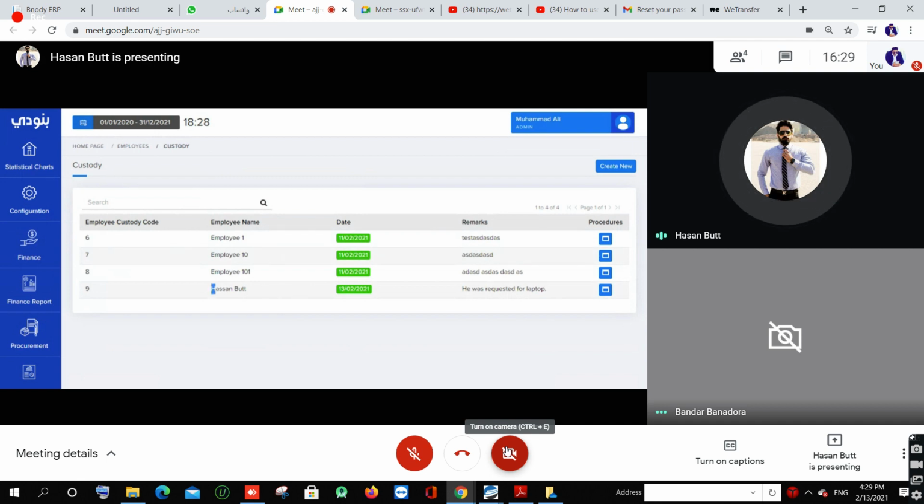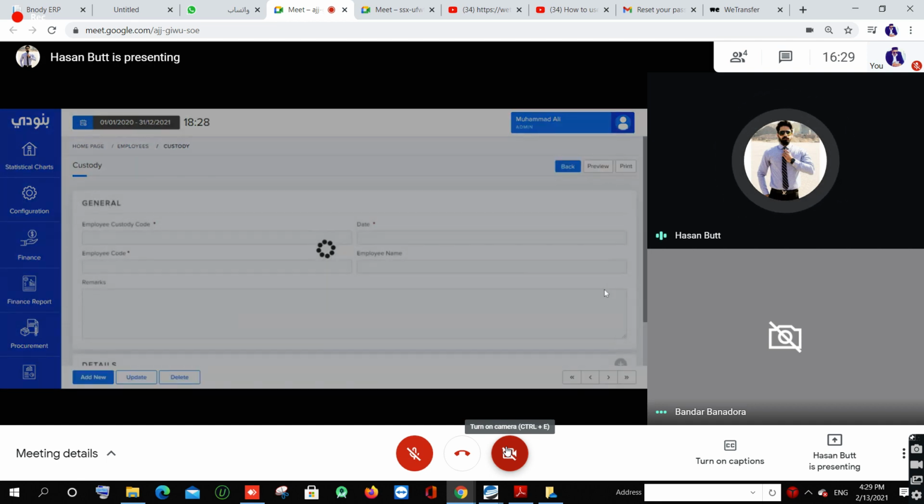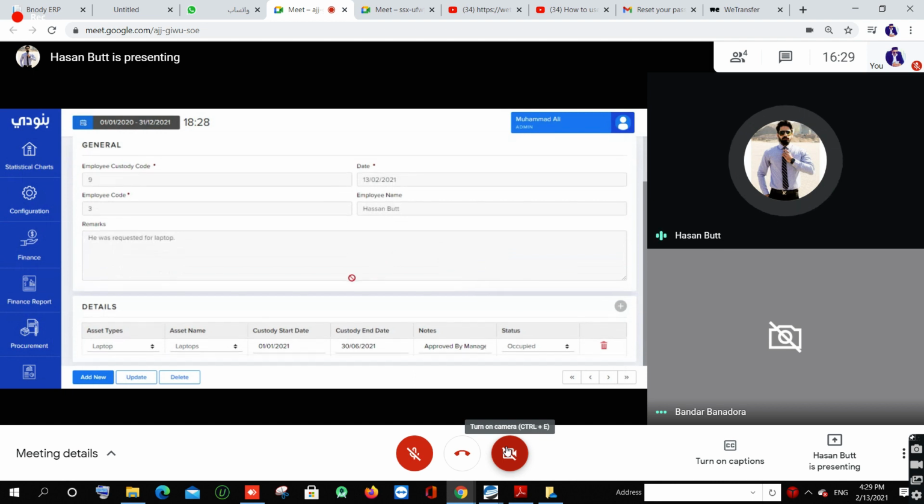So as you know, this is Hassan, and we are going to preview it. This is the asset type that we have defined. I selected it as laptop. This is the starting date and the ending date. At this day, the company gave the laptop, which is occupied by Hassan. We gave the laptop because he requested it. We give the laptop to Hassan, and after 6 months, he will return it back to our company.